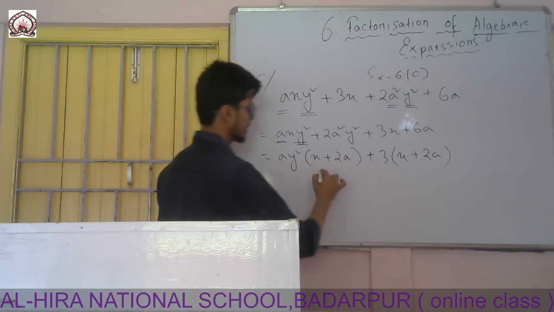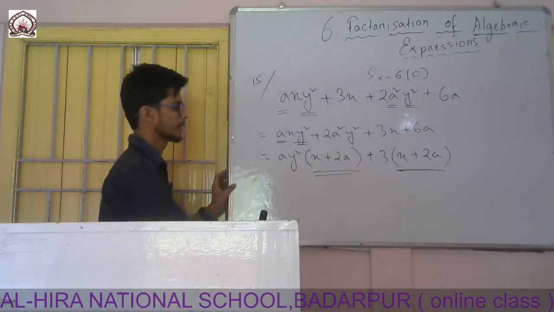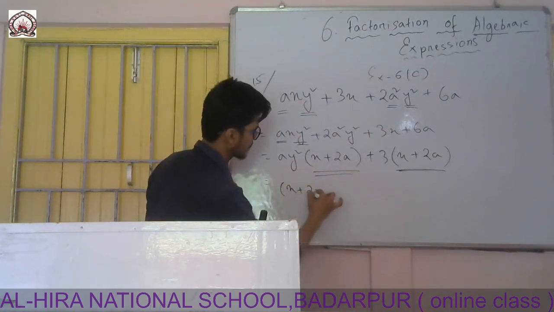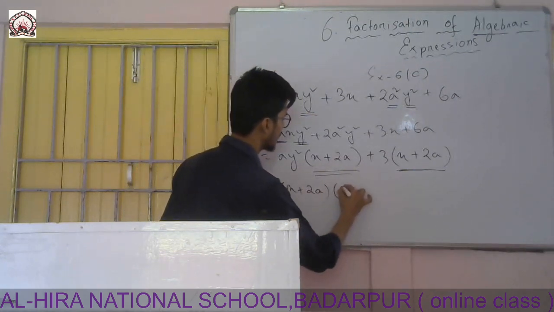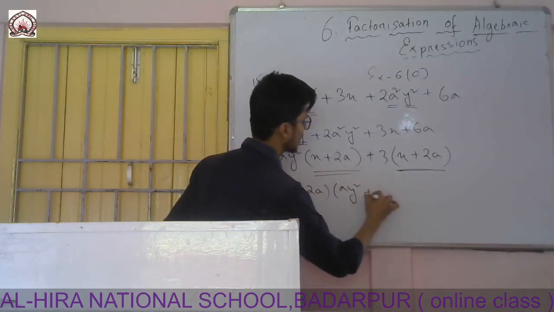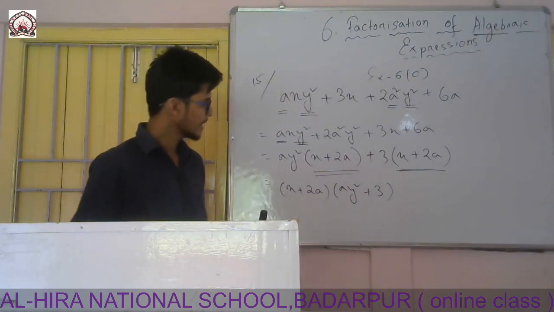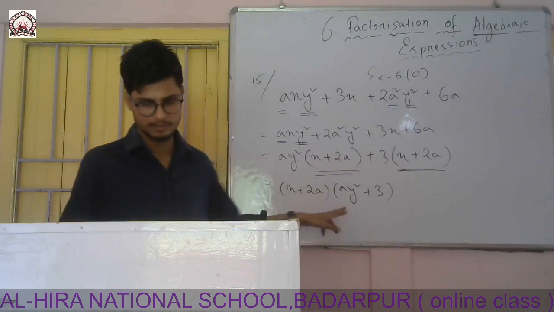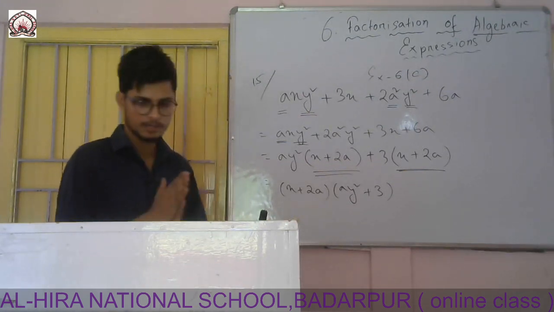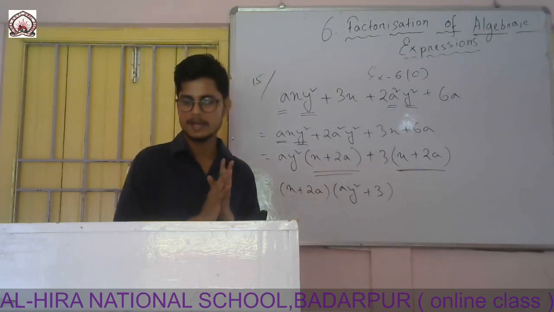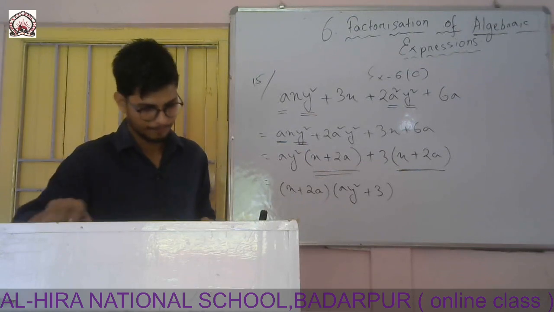So now I can take the common term x plus 2a. So I'll take out the common x plus 2a. After taking x plus 2a common, a y square is left and 3 is left. So x plus 2a, into ay square plus 3. So these are the factors of question number 15. So here exercise 6c ends. Now we will do exercise 6d.